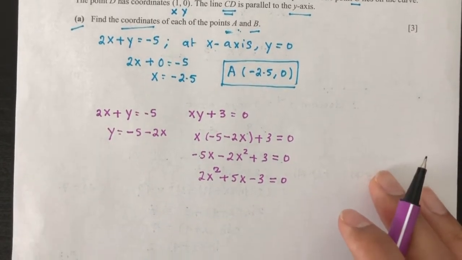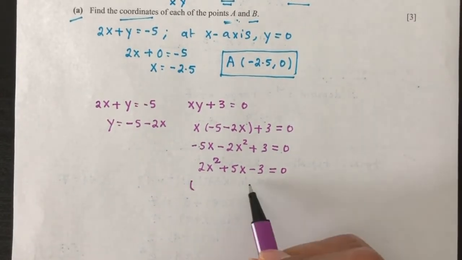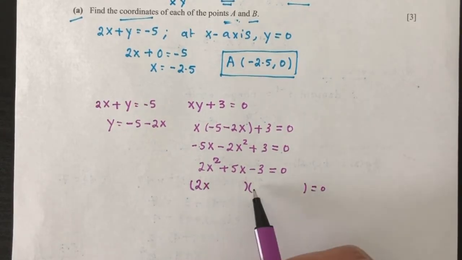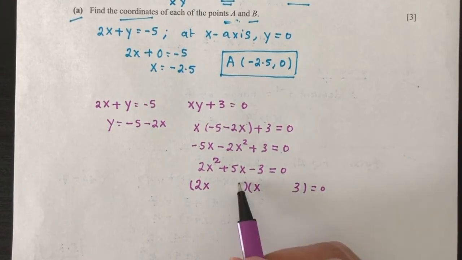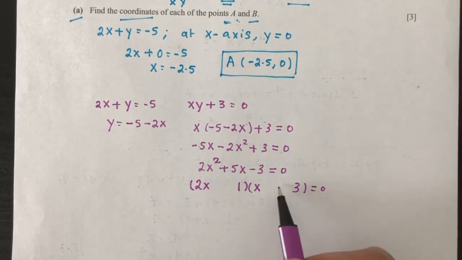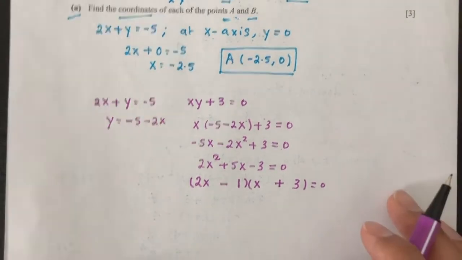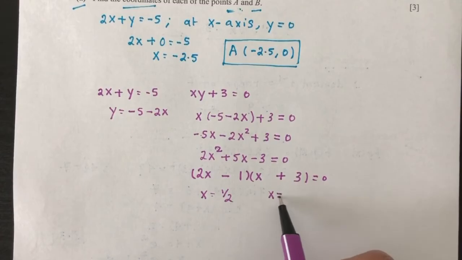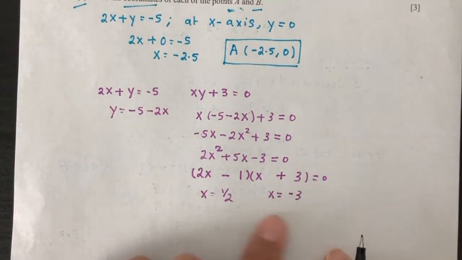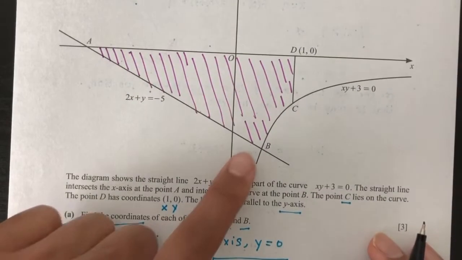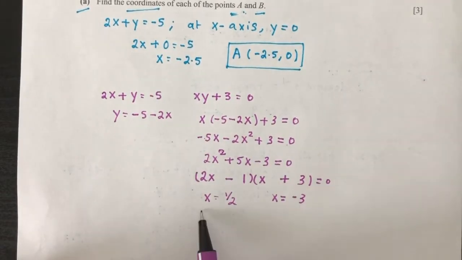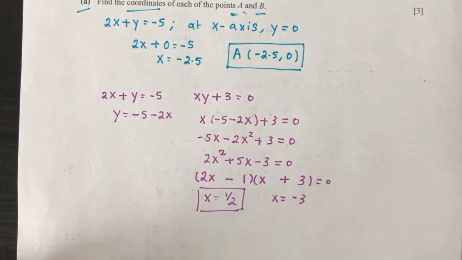Let's try to factorize this equation. So two brackets, then we have 2x squared is 2x times x, 3 is 3 times 1. To get plus 5, it needs to be plus 6 minus 1. So your value of x will be half, or it can be x equals minus 3. So which one is the correct value? So you go look at the drawing. The x value is on the positive side, so it cannot be negative. So you will take this value for the x coordinate of B.